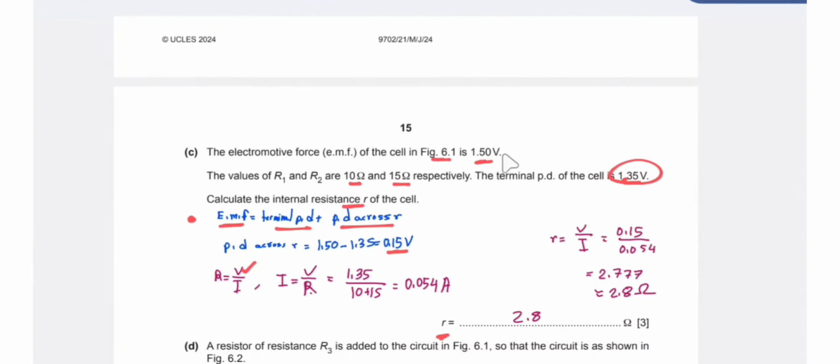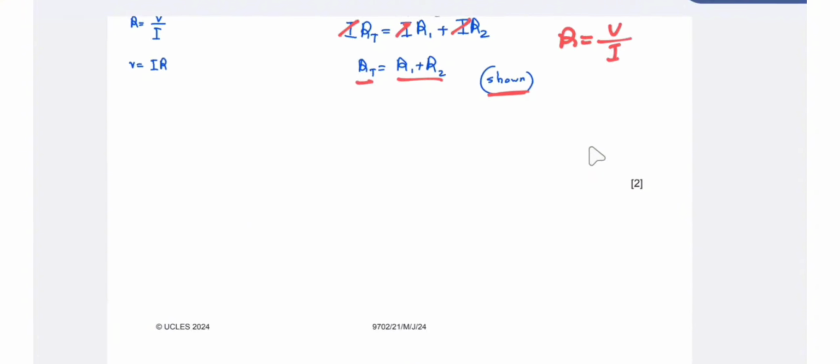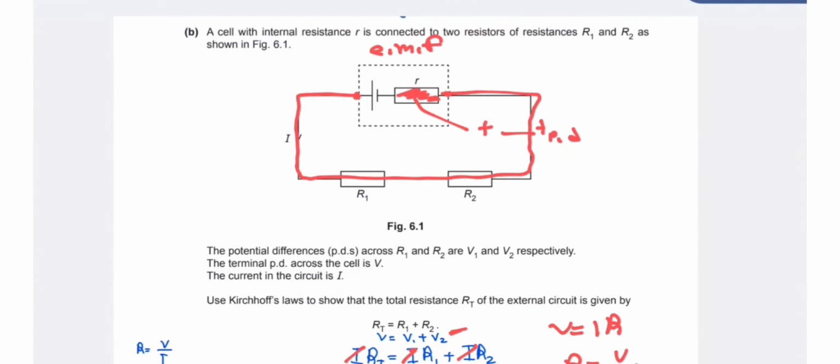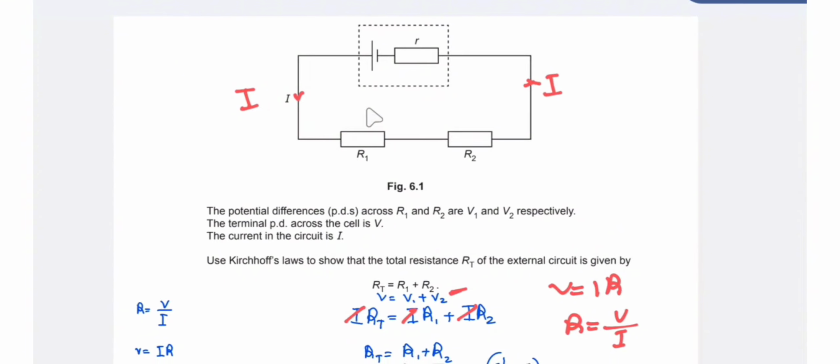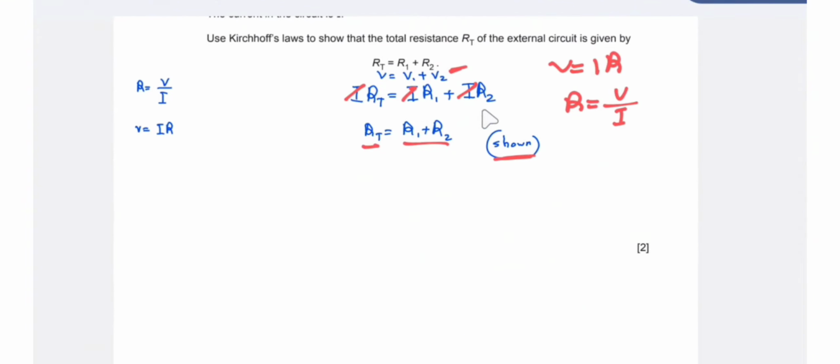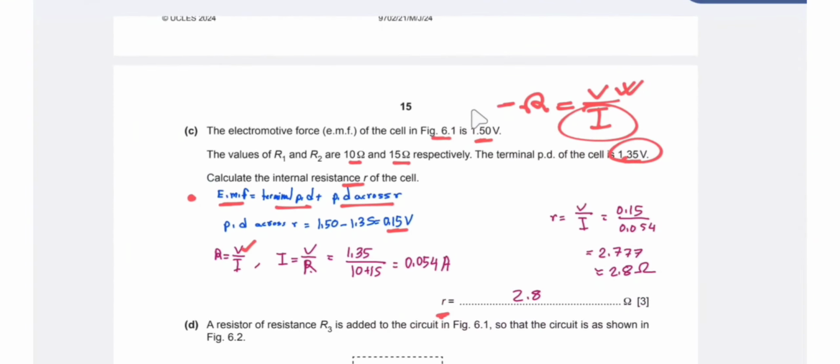We know that R is equal to V by I, and we need to find the value of R. We know the value of V. Now, to find R, first of all we need to find the value of current. Remember that this is a series circuit, and for a series circuit the current is the same, that is I. Since the current is the same, we can use any of the information to calculate the value of current.